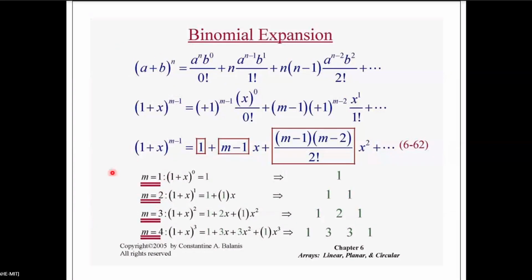For example, there is one array, just m equal to 1, one element. Now the coefficient is decided by the coefficients of this expansion. 1 plus x to the power of 0 is 1, so the element has amplitude 1. M equal to 2, 1 plus x to the power of 1. So 1 plus x. So the coefficients are 1 and 1.